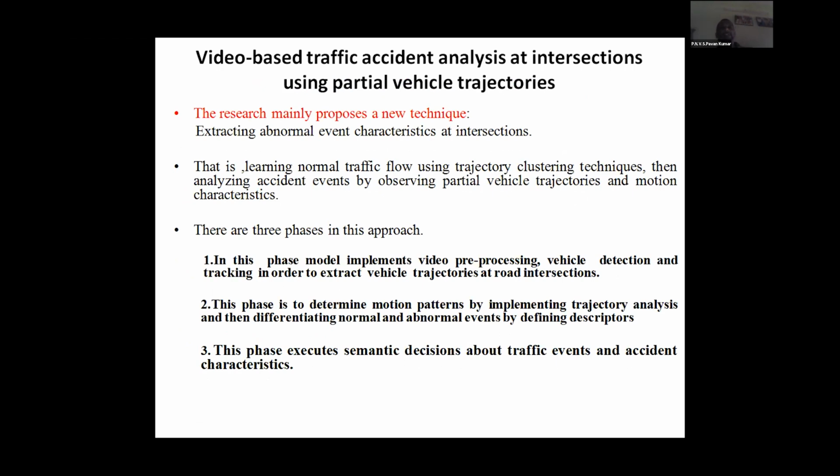Next, video-based traffic accident analysis at intersections using partial vehicle trajectories. The research mainly proposes a new technique here, and that is extracting abnormal event characteristics of the vehicles at intersections. That is, learning normal traffic flow using trajectory clustering techniques, then analyzing accident events by observing some partial vehicle trajectories and motion characteristics. There are 3 phases in this approach.